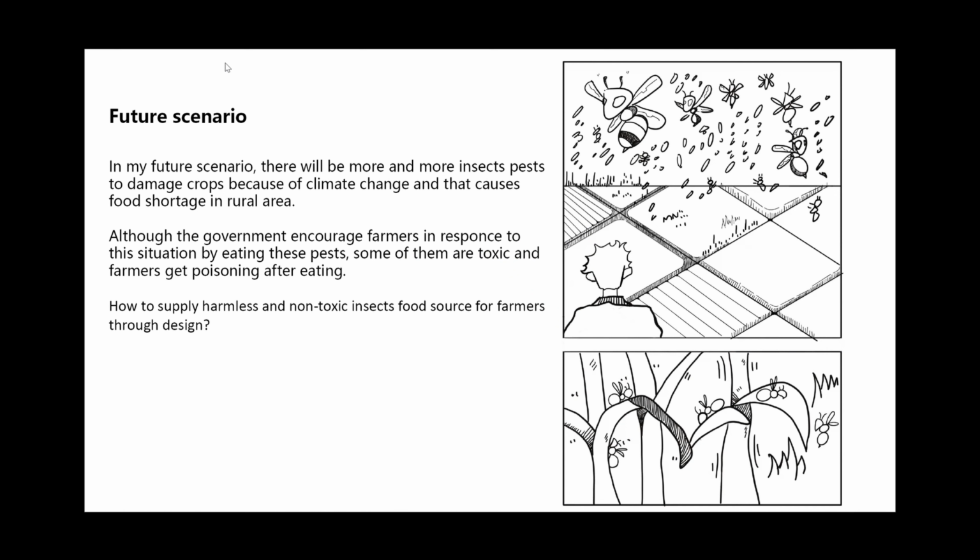In my future scenario, there will be more and more insect pests to damage crops because of climate change, and that will cause food shortage in the rural area. Although the government encourages farmers to respond to this situation by eating these pests, some of them are toxic and farmers get poisoning after eating. So the question is how to supply a harmless and non-toxic insect food source for farmers through design.